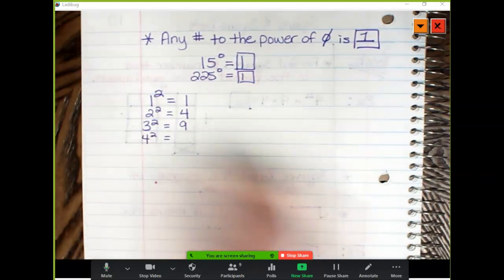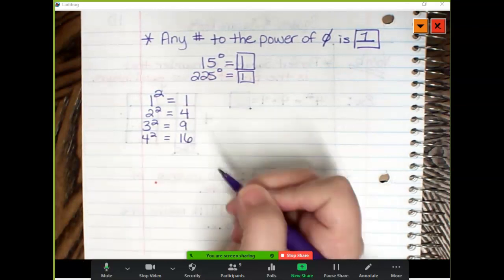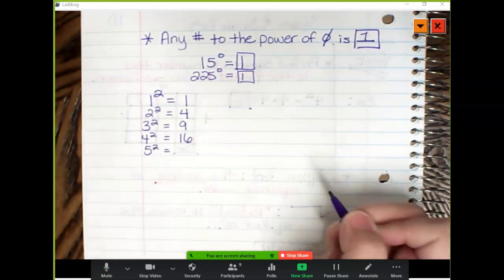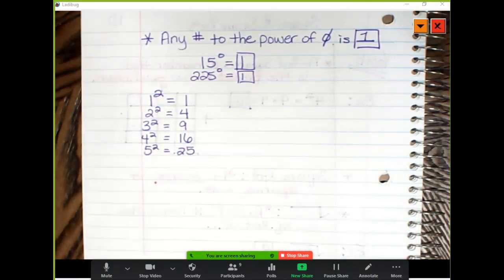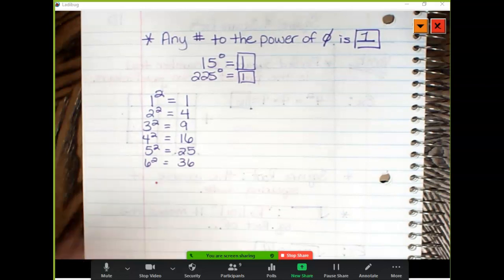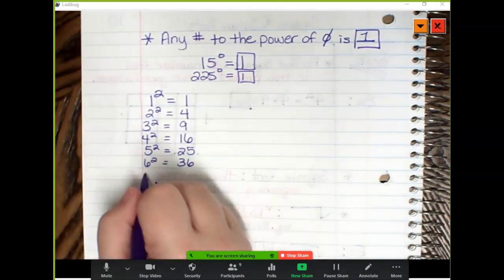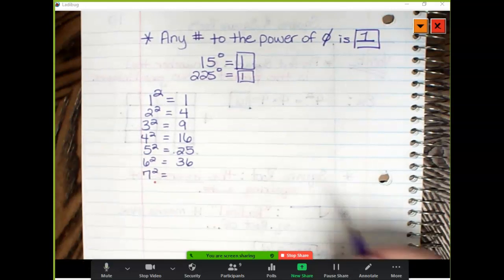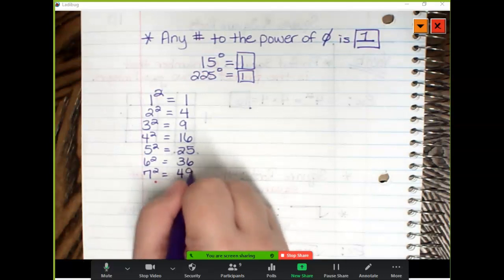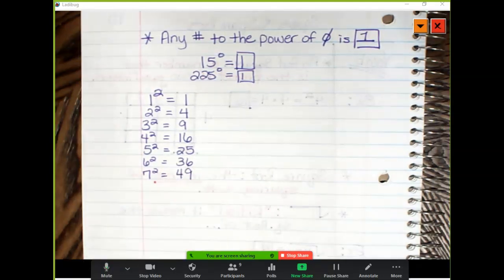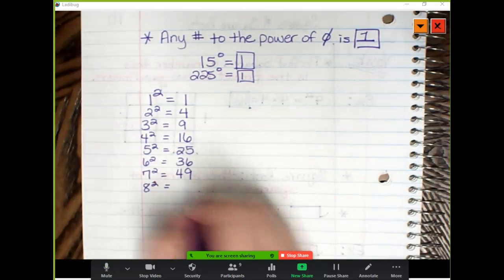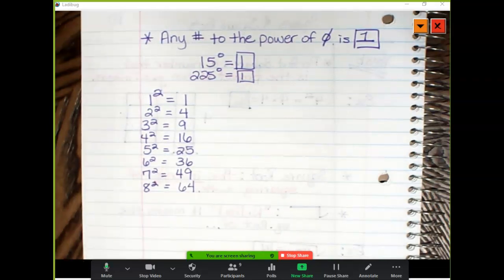4 squared. Yeah, you got it. I'm hearing it both online and in class. 5 squared. 25. 6 squared. 36. 7 squared. 7 times 7? 49. 8 squared. 8 times 8? 64. See, I told you, you already know these.